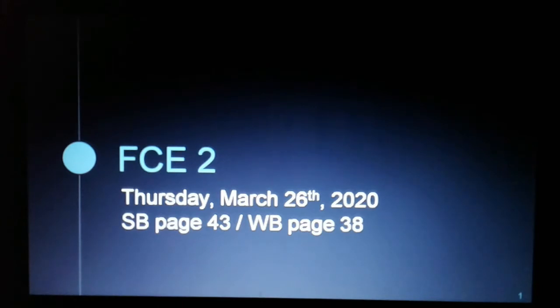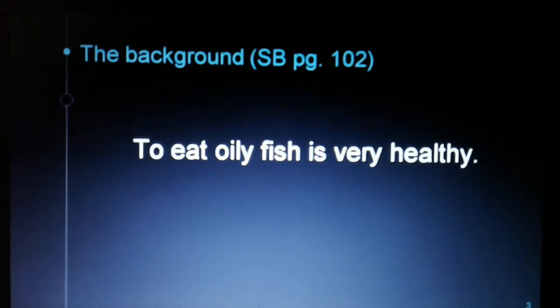So today you're going to study from your student book, page 43, and workbook, page 38. Today's topic is about preparatory it as subject. First of all, let's take a look at the background of the use of preparatory it as a subject. You can also find this example on your student book, page 102.